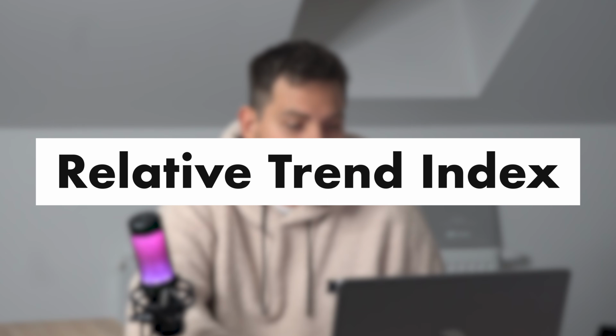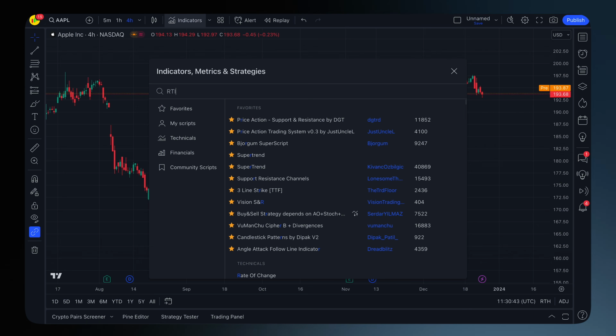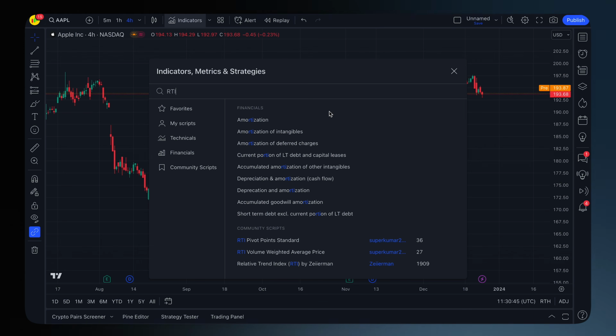So, is there a trend indicator that can blend volatility and trend identification to make better predictions? Yes, this is exactly the indicator we are talking about. Let me introduce the Relative Trend Index. We can find this indicator in the TradingView Indicators window and search for the Relative Trend Index made by Zeiierman.